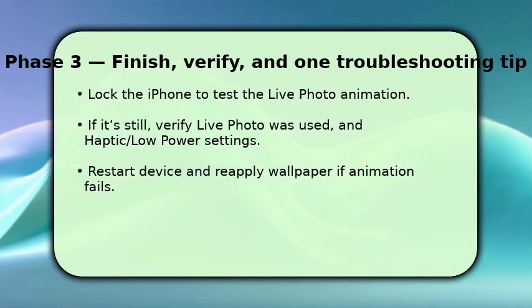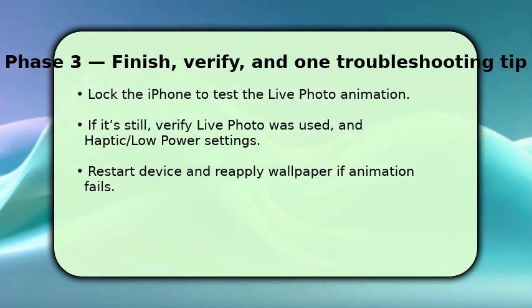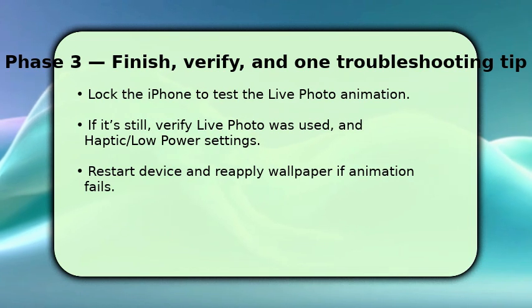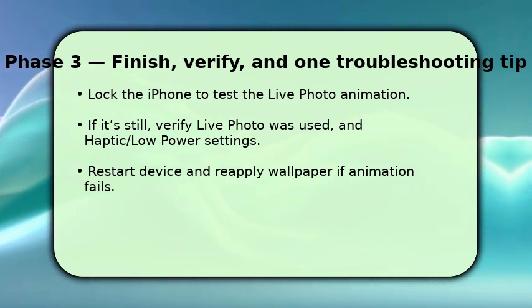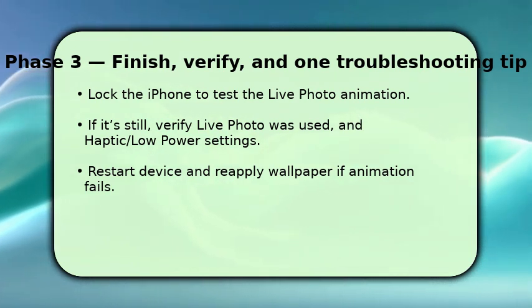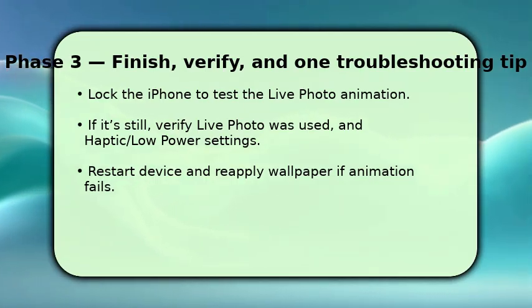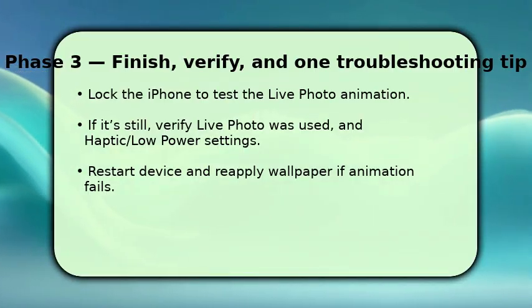Finish by locking your iPhone and pressing the screen to confirm the Live Photo animates on the lock screen. You should see the motion play immediately. If it doesn't, make sure you actually set a Live Photo rather than a still, check that Low Power Mode isn't limiting animations, and confirm haptics or accessibility settings aren't interfering.